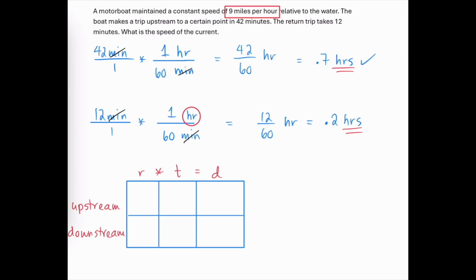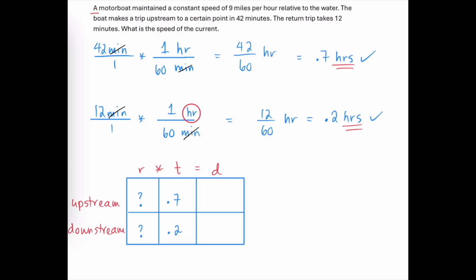Since we just calculated these times in hours, let's use those in our table first. It took us longer to travel upstream, and it says here in the problem upstream took 42 minutes. So 0.7 hours is what's going to go in the upstream time slot, and 0.2 hours is going to go in the downstream time slot.